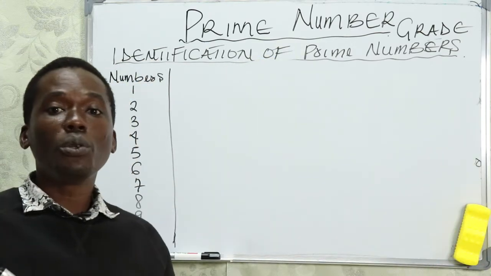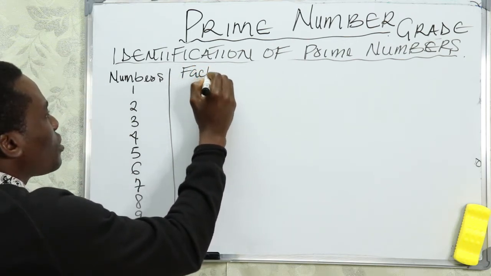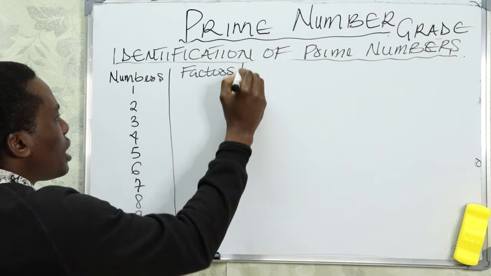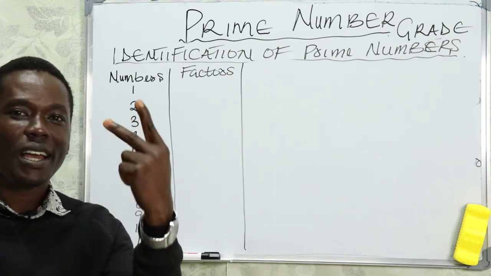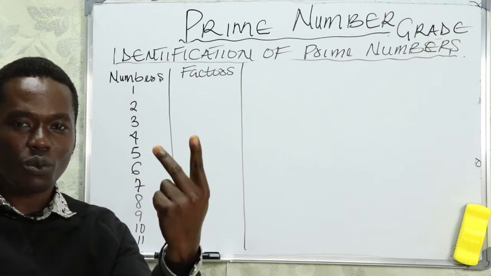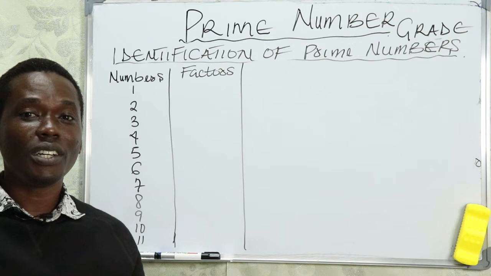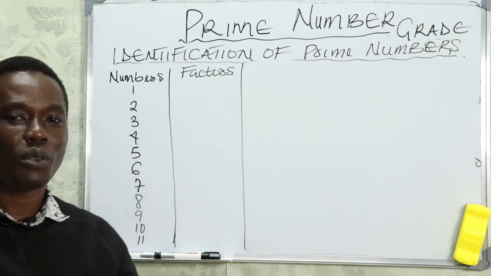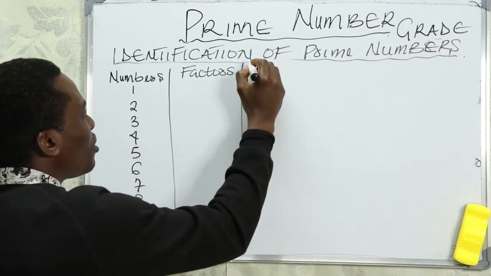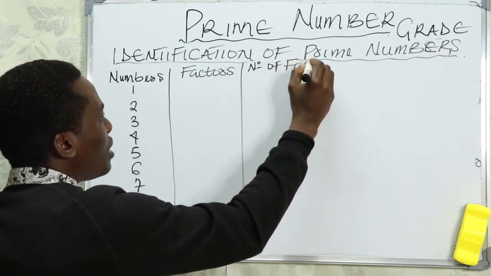Now we are going to look at the heading factors. Remember, I told you that a prime number should have how many factors? 2 factors, itself and 1. If it has fewer than 2 factors, it is not a prime number. If it has more than 2 factors, it is not a prime number. Now we are going to consider the number of factors that each number has.